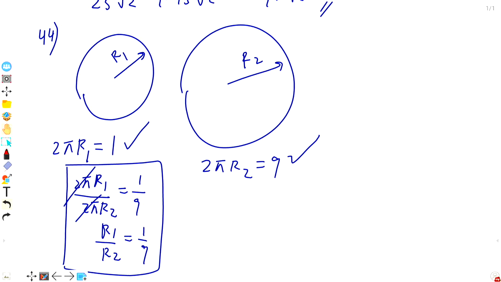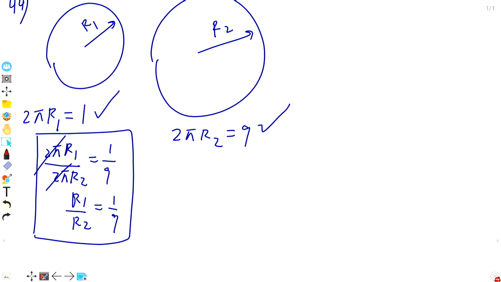Now find the ratio of the radii. Ratio of the radii is going to be R1 divided by R2, which is 1 to 9 again. Okay, 1 to 9. Next question.